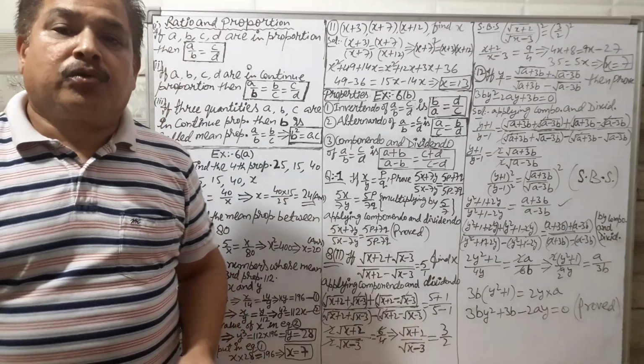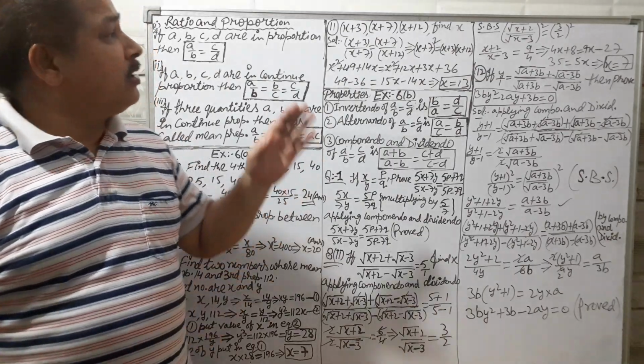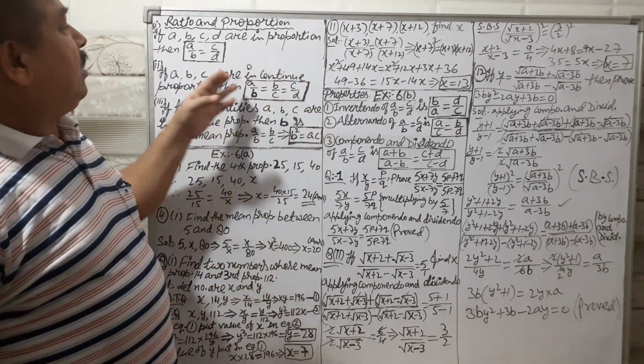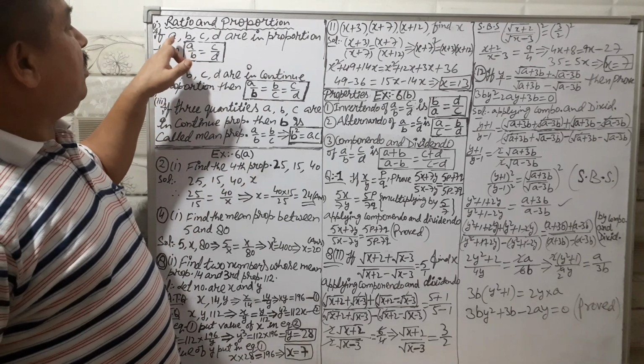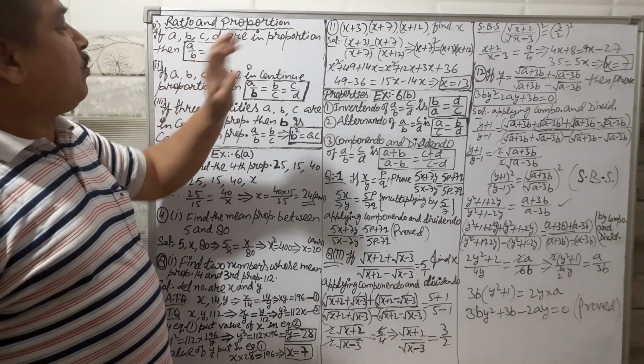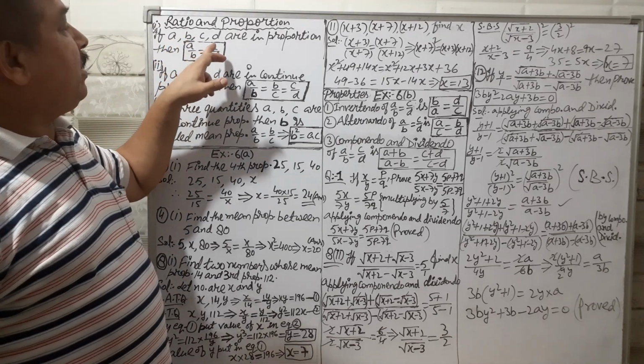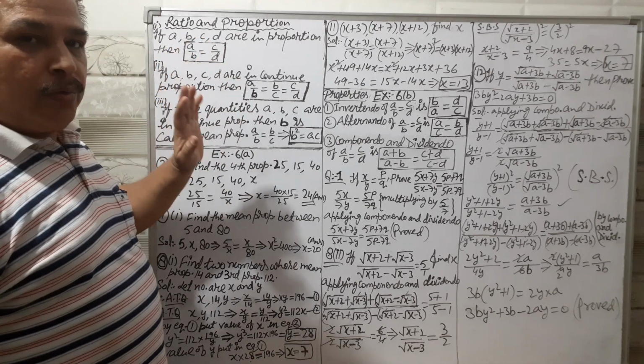Class 10. Today we are taking a new topic, ratio and proportion. What is proportion? See the example. If these four quantities are in proportion, then first upon second will be equal to third upon fourth.